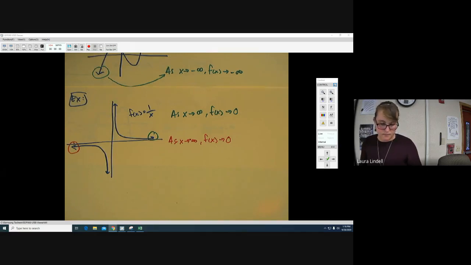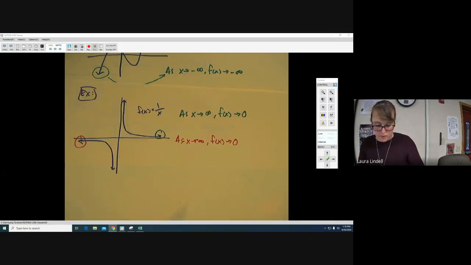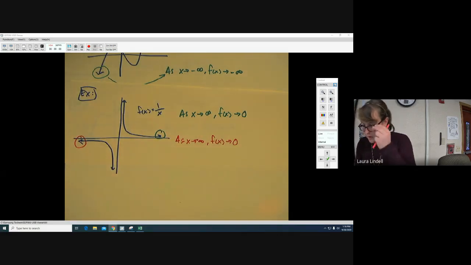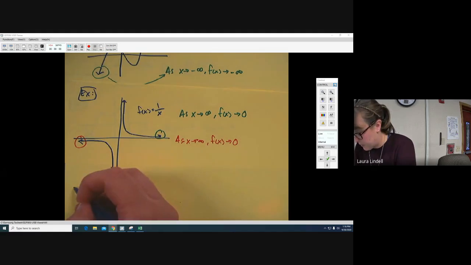Let's see. I think that's most of what we need here. Let me double check. Okay, we could do something like this. We'll do one more example with end behavior here where it's a little bit different.